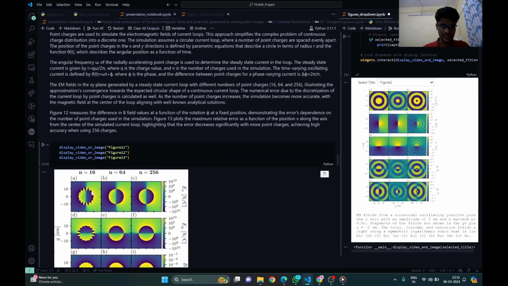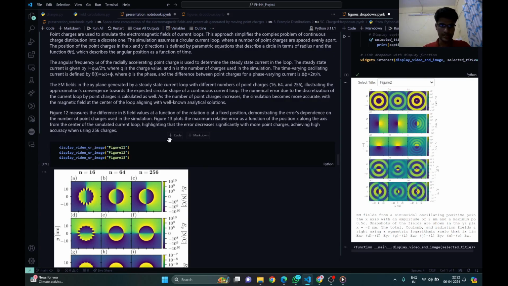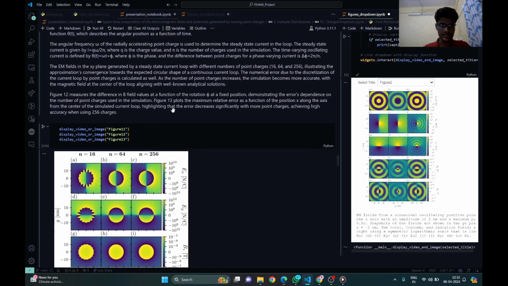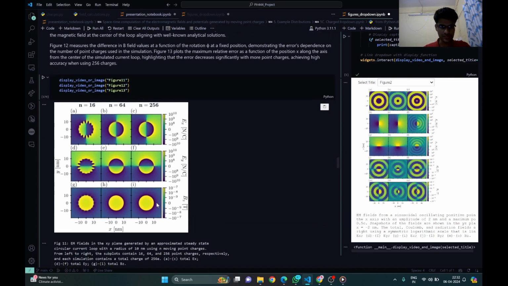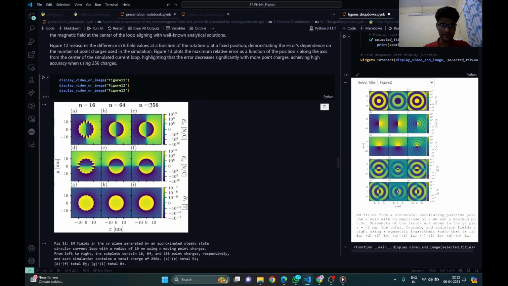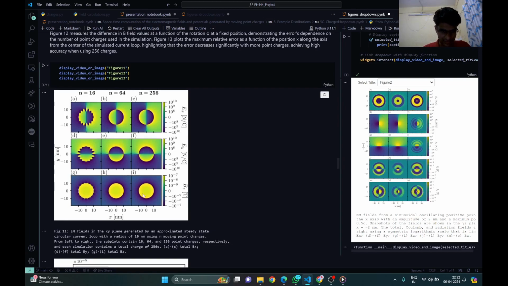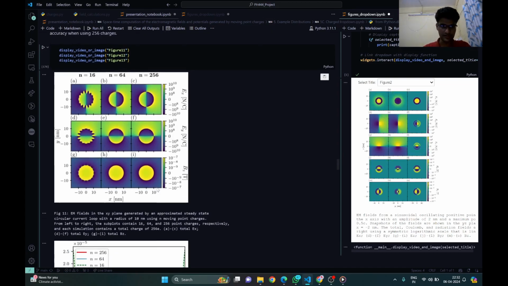They put the charges at equally spaced phases on the ring, so each charge is at 2 pi by n. And yeah, so now we can see that the accuracy of the distribution is increasing as we increase the number of charged particles, which is expected. And you can see that the magnetic field also becomes positive inside the circle and negative outside, which is what we expect from a current loop. Like a current loop has a constant magnetic field inside.